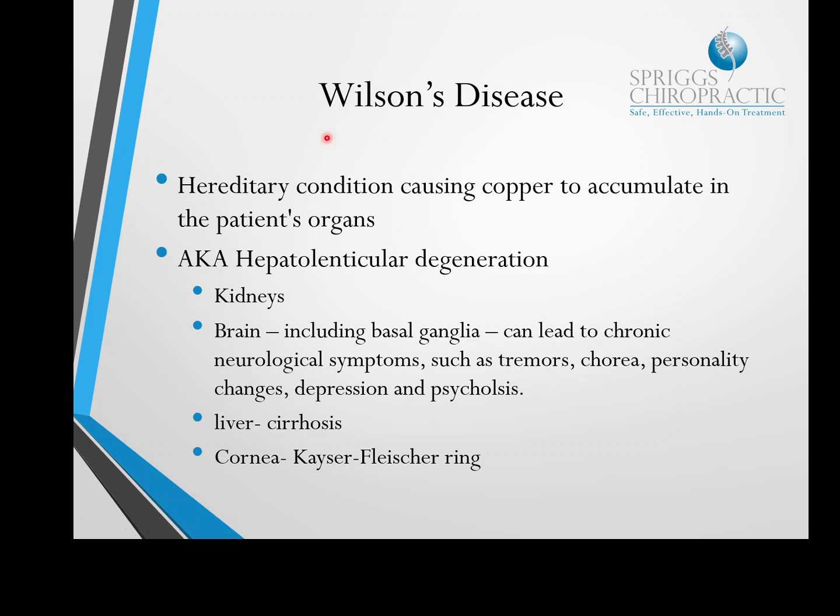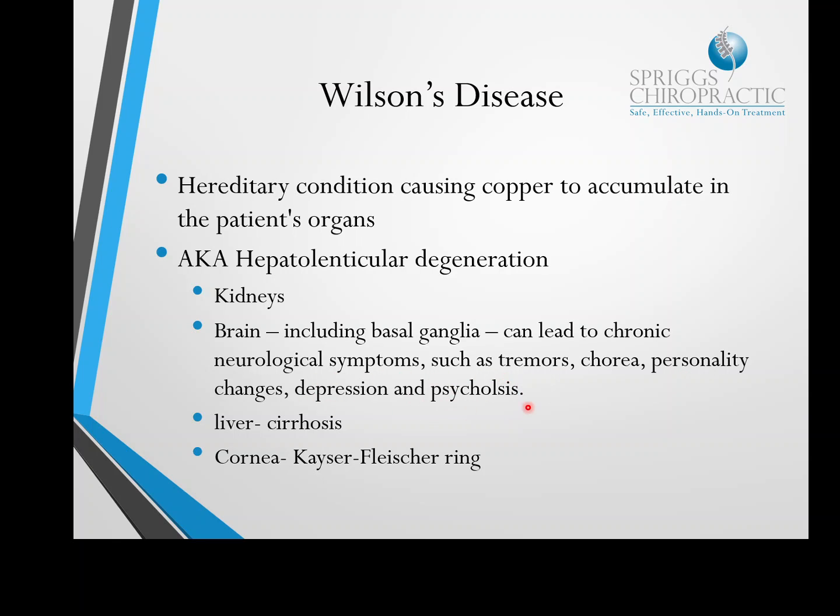Wilson's disease, again, in case you didn't know or if you needed a bit of revision. Wilson's disease is a hereditary condition causing copper to accumulate in the patient's organs. It is also known as hepatolenticular degeneration. It will build up in the kidneys, and it will build up in the brain as well, including in the basal ganglia, which will lead to chronic neurological symptoms such as tremors, chorea, personality changes, depression.